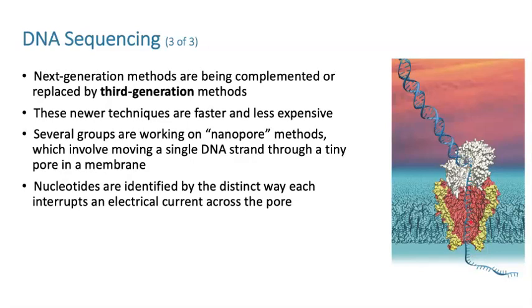And as the single strand of DNA is kind of unwinding as it reaches the nanopore, it moves through, and different nucleotides are identified depending on the distinct way that each nucleotide interrupts the electrical current across the pore. So a T will disrupt it differently from an A or a C or a G. And that's how you do the third generation sequencing technique.